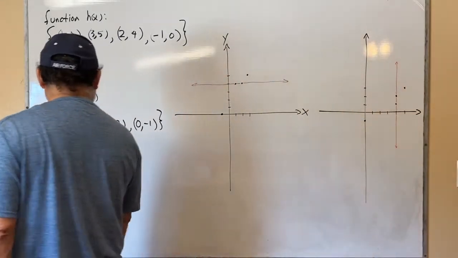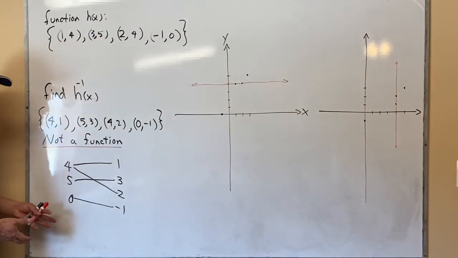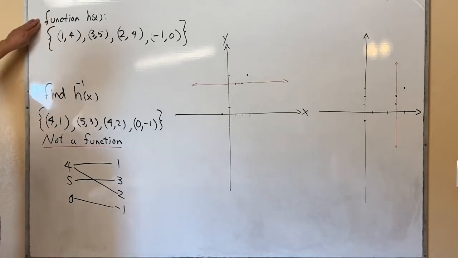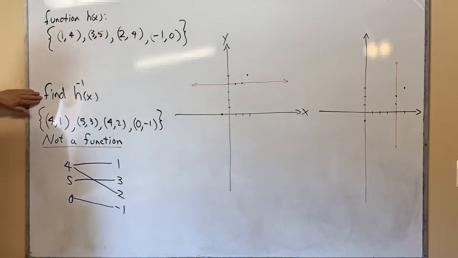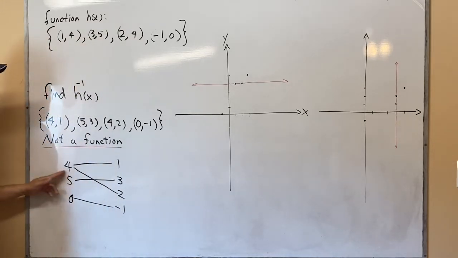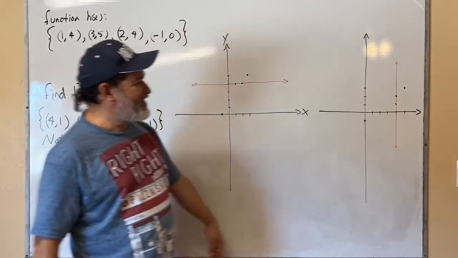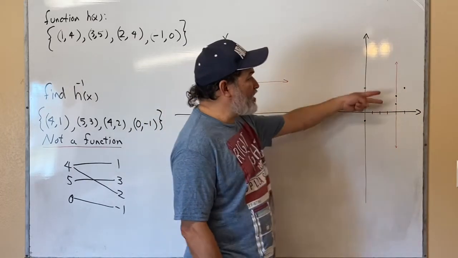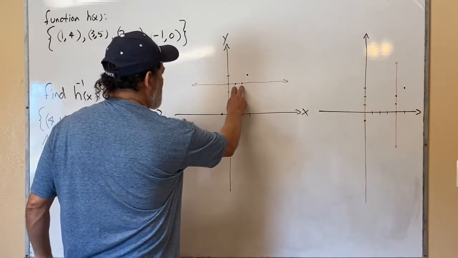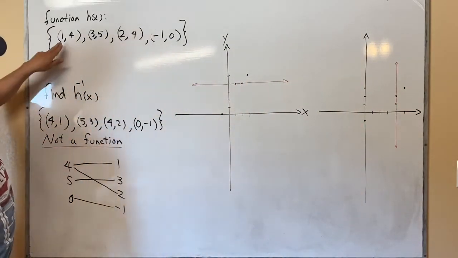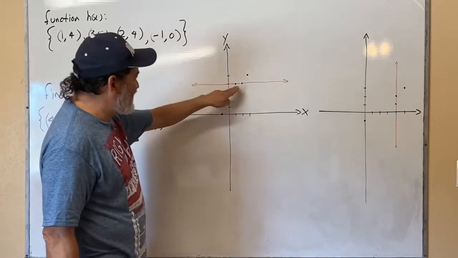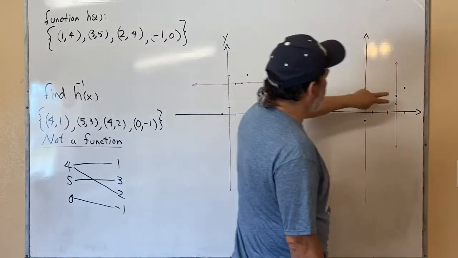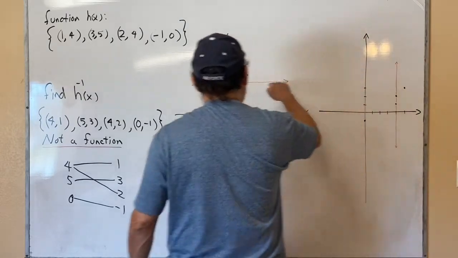Okay. All right. You guys have this? Okay. This is h of x. It's a function. It does not have an inverse because 4 is paired with 1 and 4 is paired with 2. When you graph it, you can see it. These 2 points come from these 2 points. Yep. (1, 4) and (2, 4) are those 2 points which gave you those 2 points. So this vertical line is this horizontal line.